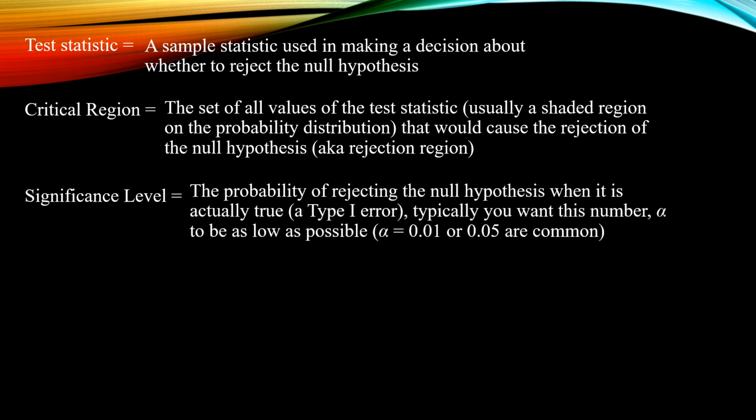The significance level is the likelihood of rejecting the null hypothesis when it's actually true. That's a type 1 error. And usually you want this number to be very low, like 1%, 5%, 2%. These are very common significance levels. The significance level alpha is the likelihood of committing the false positive error.